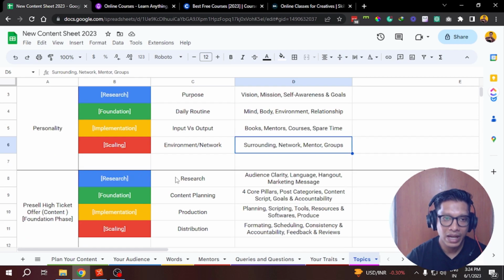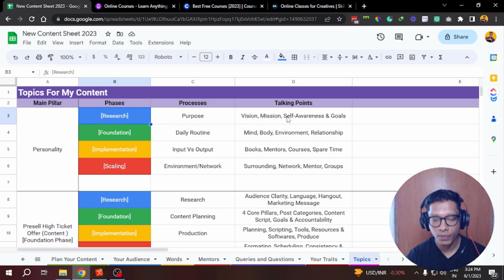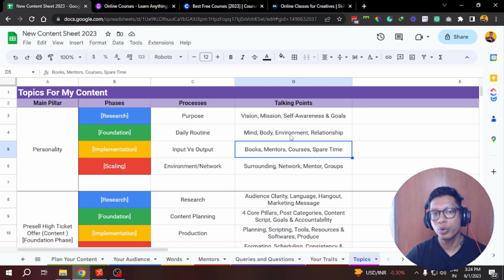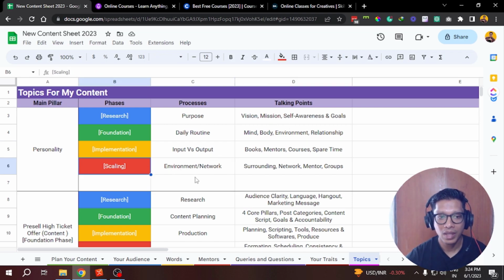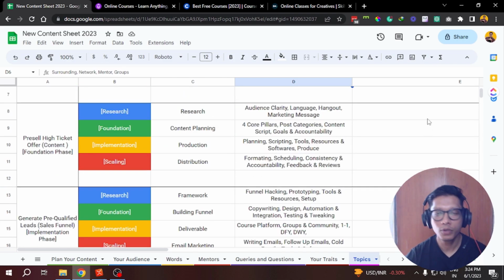So as you can see, even though we were talking about just phase 1, personality, we added all these 4 phases in this one, right? Research, foundation, implementation, scaling. Okay, so here in research, we were just giving them an introduction of the things. Here we talked about daily routine and the importance of it. Third, we talked about implementation, how they can actually become a better person. And then scaling is all about how they can improve their network and become a better person outside of their comfort zone as well. Okay, now let's talk about phase 2.